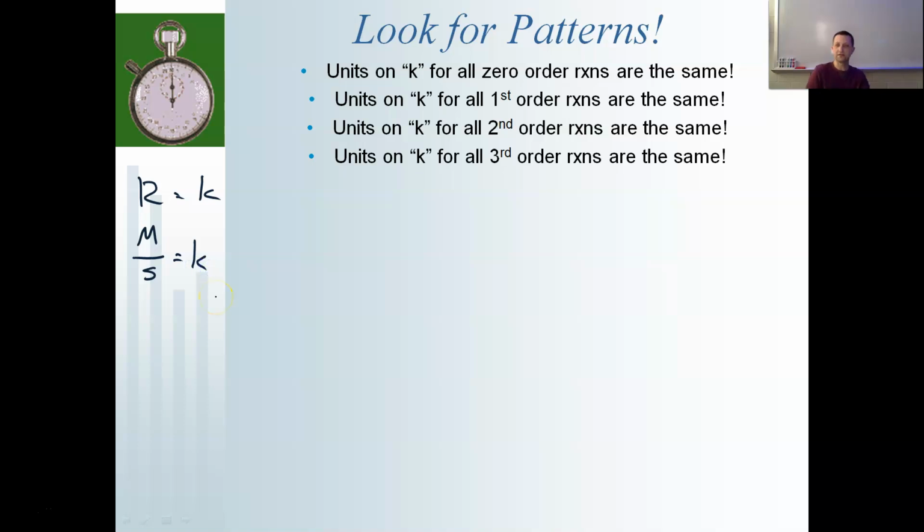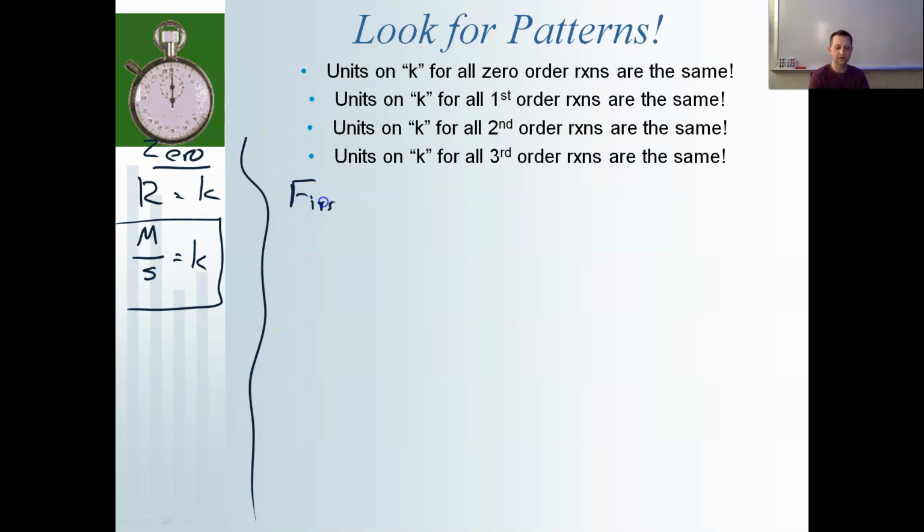Well, in this case, rate equals K, so molar per second equals K. This is for a zero order, okay? Zero order is always going to have molar per second as the unit on K, always and forever, because rate is molar per second and rate is equal to K. Let's look at a first order reaction.